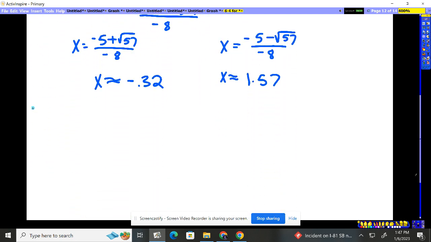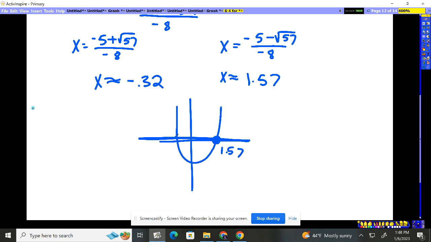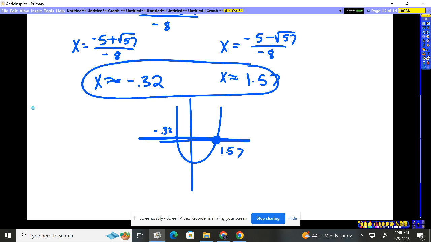Now, what it means if we're graphing, because we said it equals 0, the height is 0, is we're looking for where this parabola crosses. It is crossing at 1.57 here and negative 0.32 here. That's what we're literally finding, where it's crossing the x-axis. Those are our solutions to this problem.